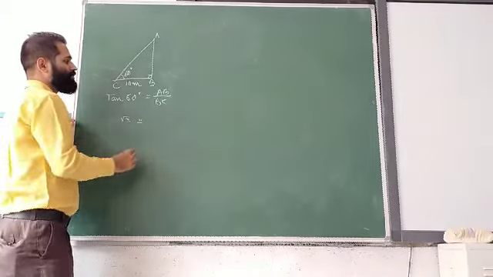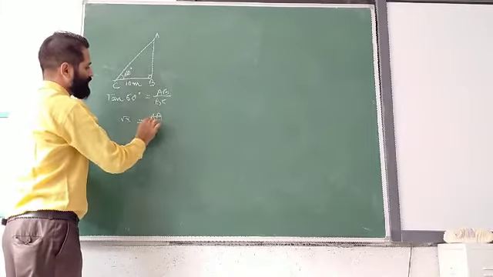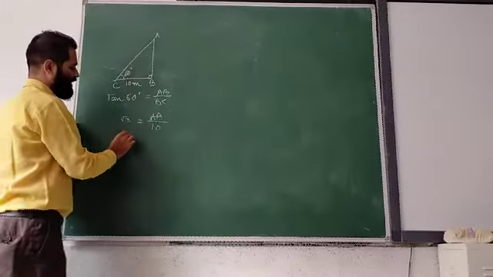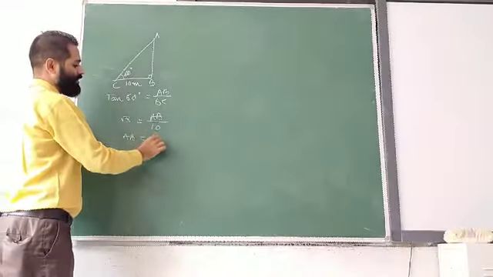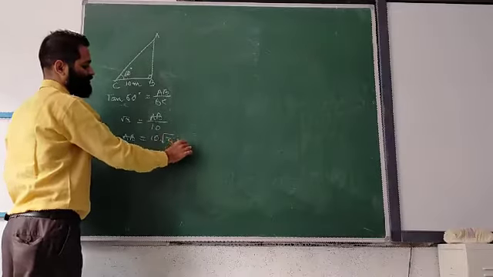Root 3. AB is what? AB. BC is what? Cross multiply. AB equals to? That's all. This is the simple way to solve.